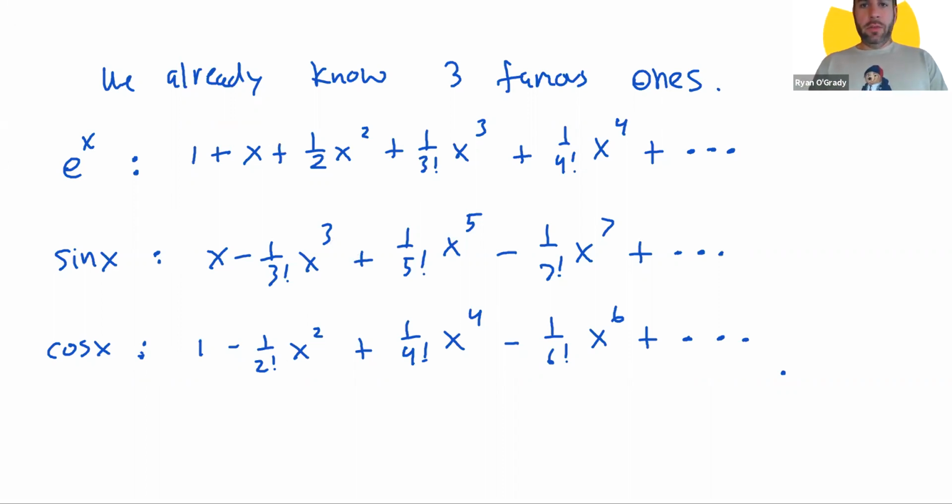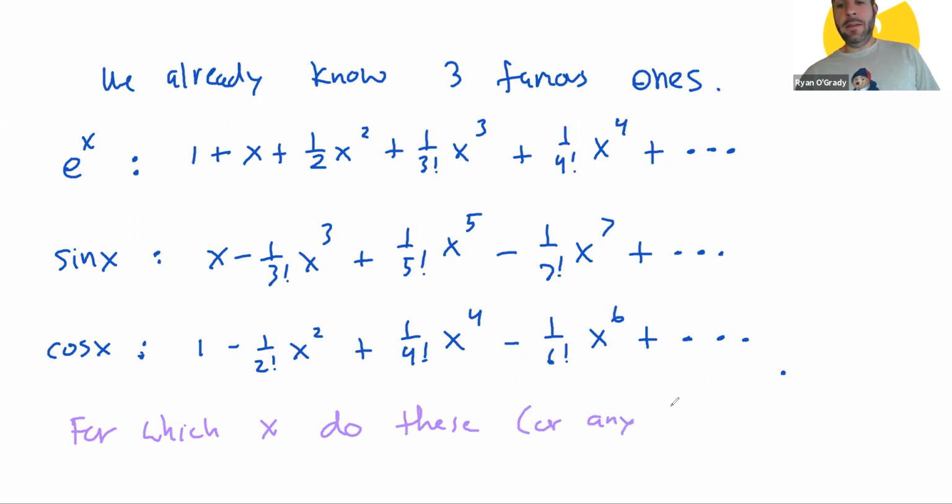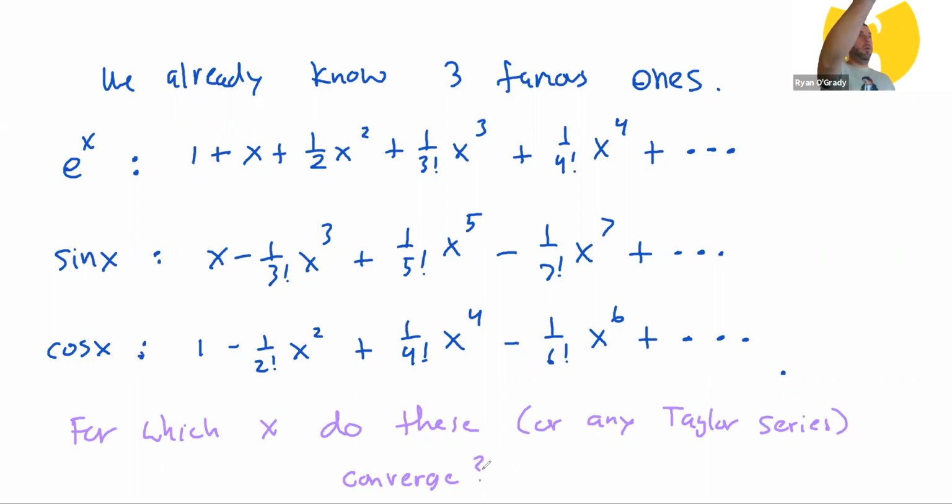So as we alluded to yesterday, for which x do these or any Taylor series converge? I mean, we know not every series converges. So if you just picked some arbitrary x and plugged it in, how do we even know it's going to converge? Why would we expect it to converge?